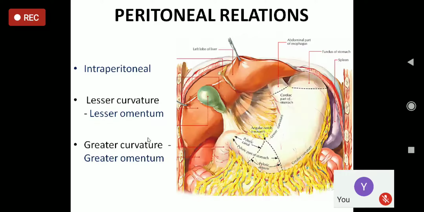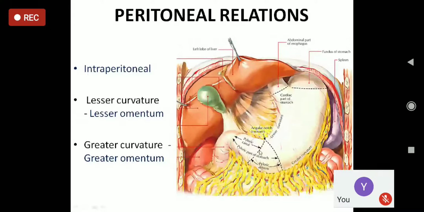Then we'll go for the relations of the stomach. Okay, so when we study about relations, we should know about peritoneal relation and visceral relation. As we have started studying the viscera present within the abdominal cavity, for every viscus we should be clear about its peritoneal relation also, besides the visceral relation. So let's start first with the peritoneal relation here.